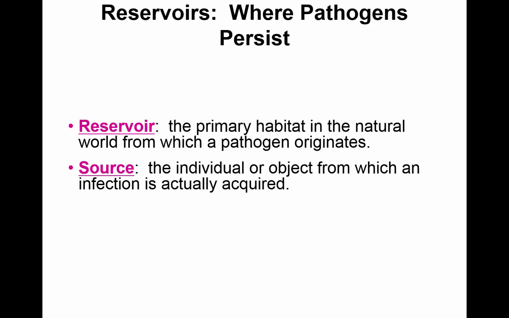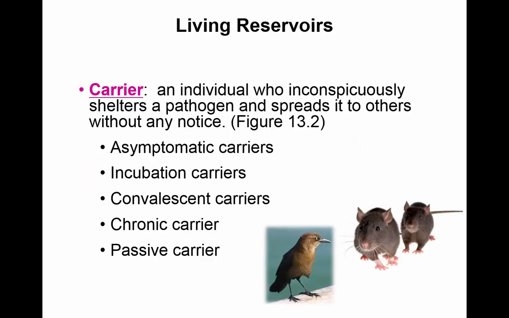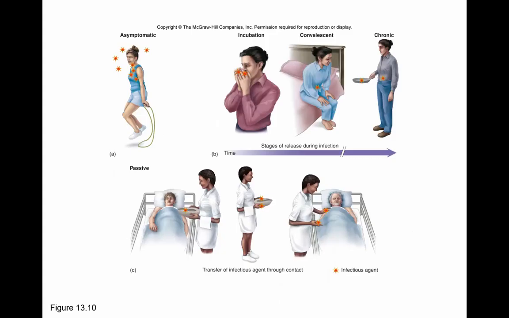A reservoir is the habitat of the microbe where it's stored and spread. And so we're going to look at different types of reservoirs. The first type is the living reservoir. And here we look at carriers, which is an individual that has this pathogen and spreads it around. A lot of times they're asymptomatic. A lot of times it's where the microbe incubates and then they carry it further.